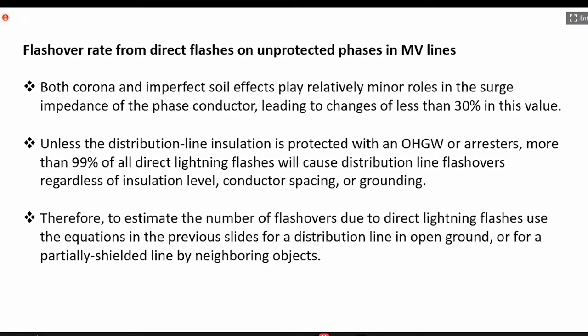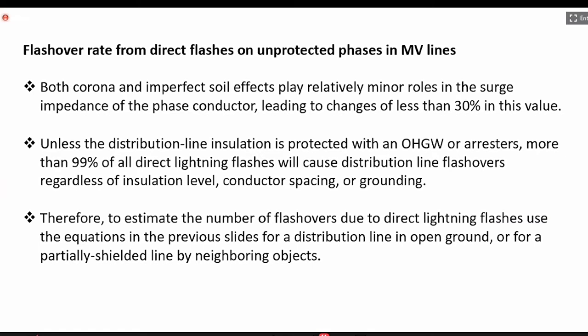Actually, the thing is that medium voltage lines compared to the transmission lines are rather small in size or less in height. Therefore, the space charge and soil resistivity do not play a much bigger role, because if the lightning decides to hit the MV line, that means it has come quite low, so it will come irrespective of those factors. And then we come across a very important factor. Unless the distribution line insulation is protected with an overhead grounding wire or arrestors, arrestors meaning lightning arrestors or surge protectors, more than 99% of all direct lightning flashes will cause distribution line flashovers, regardless of the insulation level, conductor spacing or grounding. What does that mean?